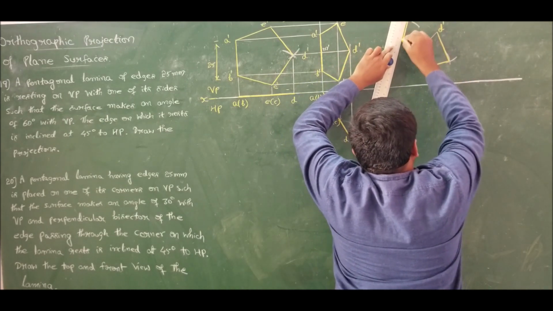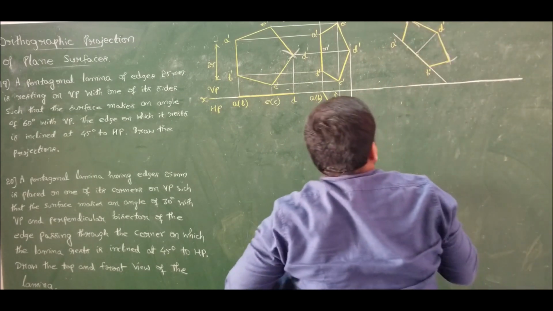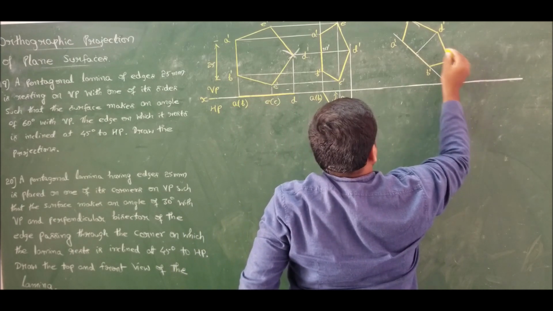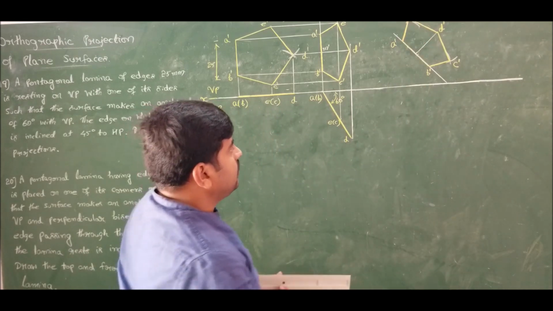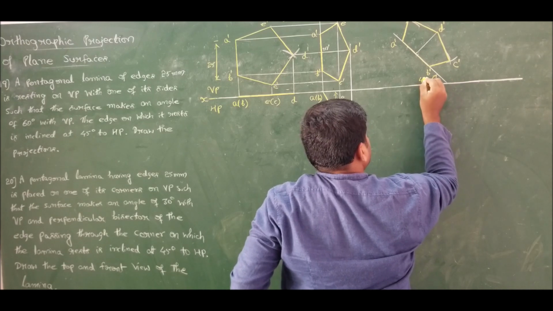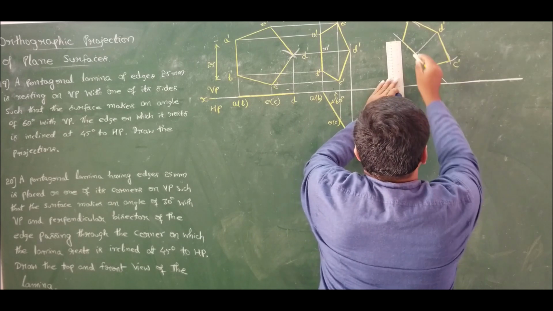Here we have, like this. So this completes the required final front view, C dash and E dash. Now take the projection and complete the drawing. Here he has specified the angle as 45 degrees. Take vertical and horizontal projection.